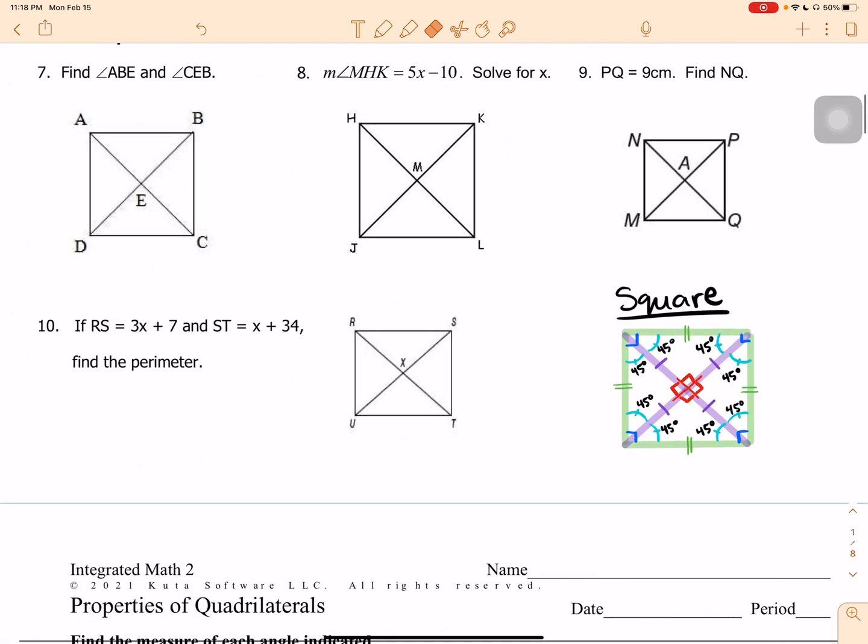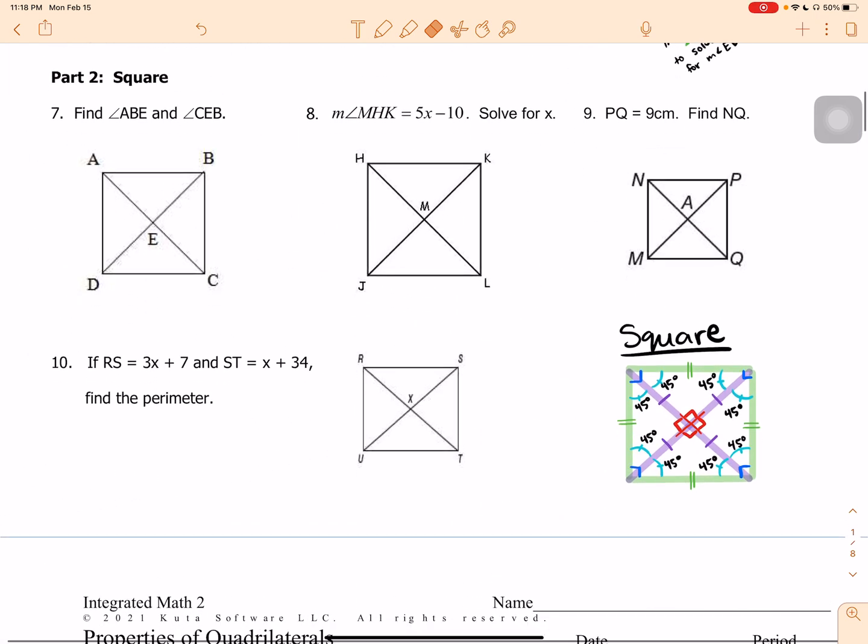So I'm going to take a peek at what problems we have here. The first one is find the angle ABE. So ABE will be this angle right here. That's angle ABE. And CEB. CEB is this angle right here.